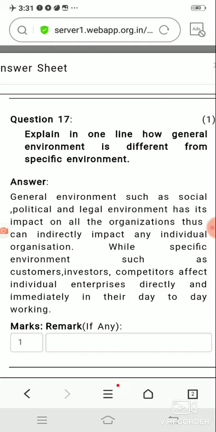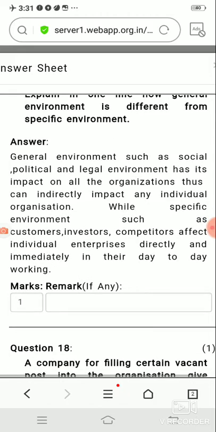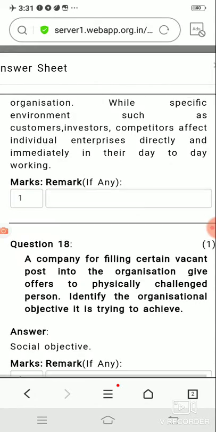So very simple differentiate here: when we talk about general environment, social, political, legal, technological, these all affect the business organization indirectly. But your specific environment, which includes the investor of the organization, the customer of the organization, and the competitors of the organization, affect the business directly. So this is the difference between general environment and specific environment.